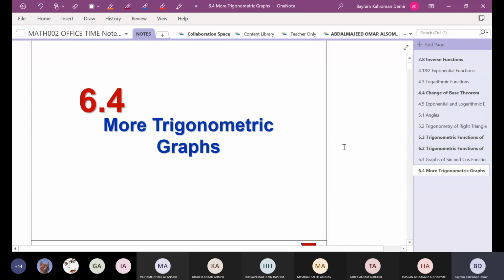Okay, so we will talk about tangent and cotangent first, and then we will see the graph of secant and cosecant, and we will also practice the graph of translation of secant and cosecant.